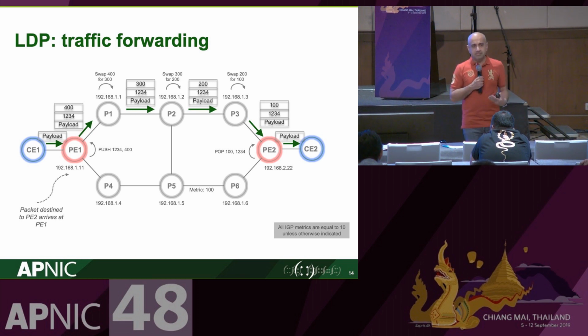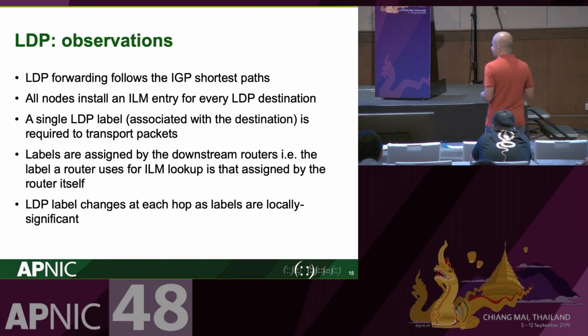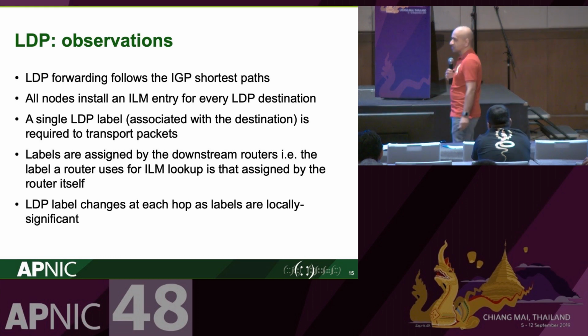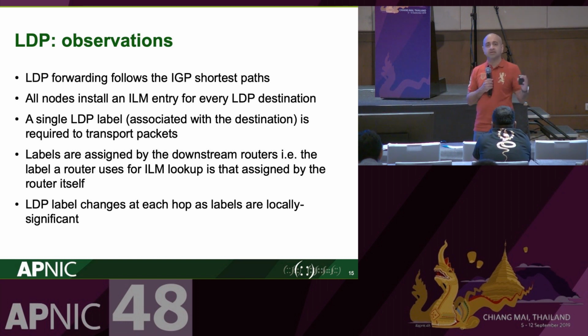So MPLS forwarding really looks like that in general, right? We'll make some observations about LDP. Now, LDP is a protocol that follows the shortest path. So whatever we saw in the previous example, it was going along the shortest path. That means that we are not doing traffic engineering, which is a major requirement in quite a lot of networks today. But it's simple. It works well.